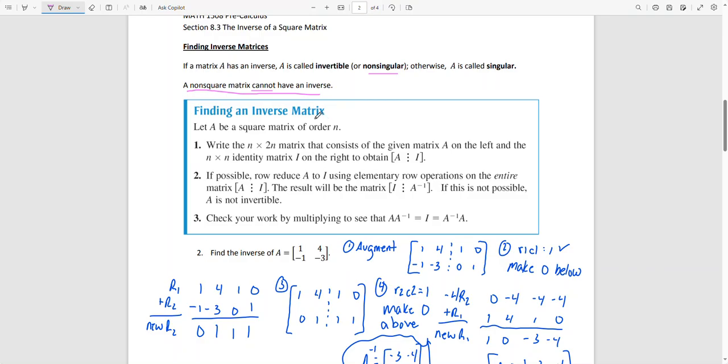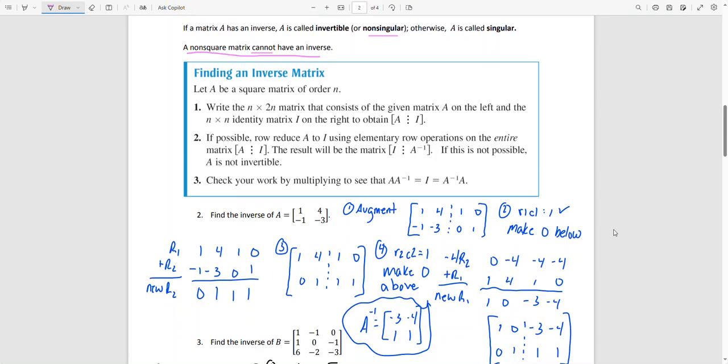We're going to write the n by 2n matrix, which consists of the given matrix on the left and then augmented with the identity matrix on the right. Then we're going to row reduce A to I, so do Gauss-Jordan elimination on the entire matrix. And what happens is once we get the identity on the left, the resulting inverse matrix is on the right. If you can't make this identity, then A is not invertible, and you should always check to make sure it works out.